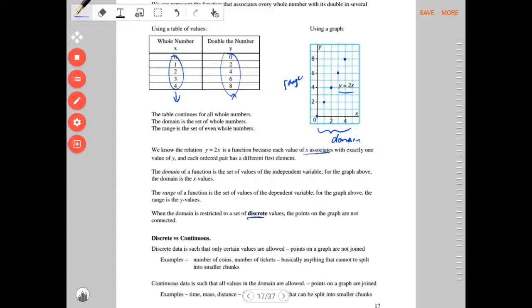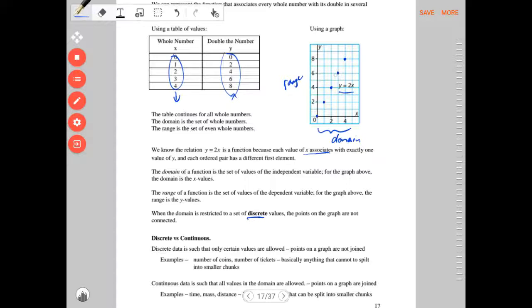So let's talk about this whole discrete versus continuous thing. Discrete data is such that only certain values are allowed, so the points on the graph are not joined. Examples of this are the number of coins or the number of tickets, basically anything that you can't split into smaller chunks.